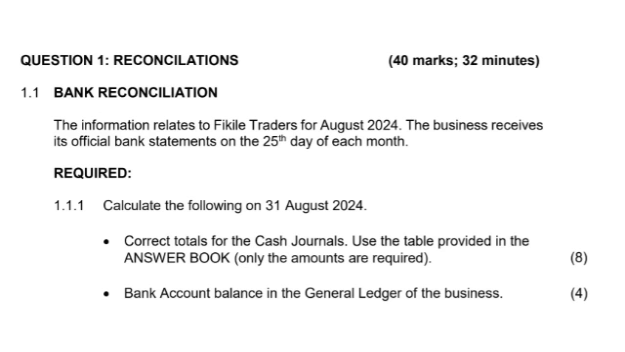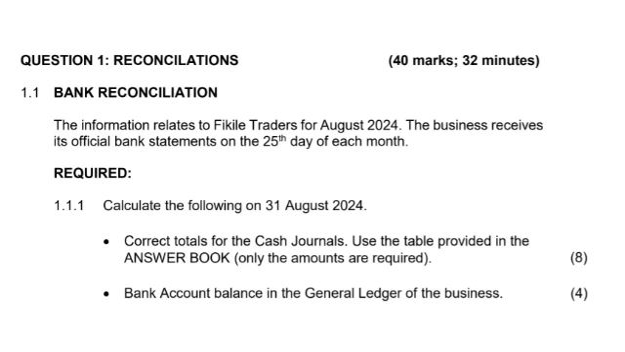In question 1 of our question paper, from the 2024 preparatory paper, we are looking at a bank reconciliation. It says the information relates to Fikile Traders for August 2024. The business receives its official bank statement on the 25th day of each month. In 1.1.1, they want you to calculate the following on the 31st of August 2024. It's very important that you keep in mind that the month we are dealing with is August, because bank reconciliations are prepared on a month-to-month basis.